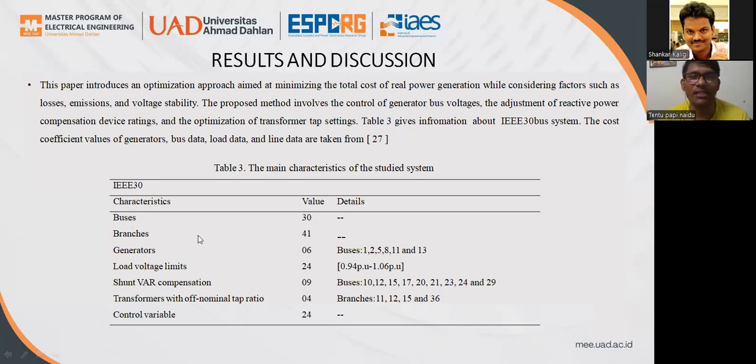Characteristics: 30 buses, 41 branches, 6 generators at buses 1, 2, 5, 8, 11, and 13. Load voltage limitations 0.94 per unit to 1.06 per unit. Shunt VAR compensation at 9 buses, that is bus numbers 10, 12, 15, 17, 20, 21, 23, 24, and 29. Transformers with off-nominal tap ratio on branches 11, 12, 15, and 36. Control variables are 24 control variables.